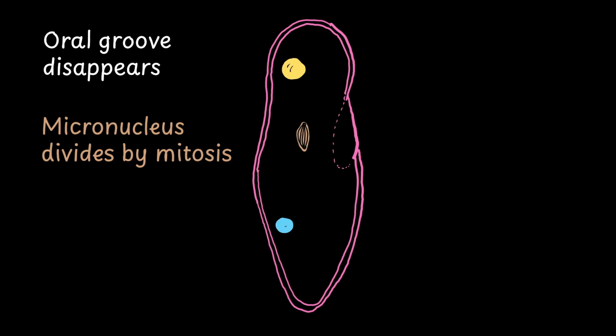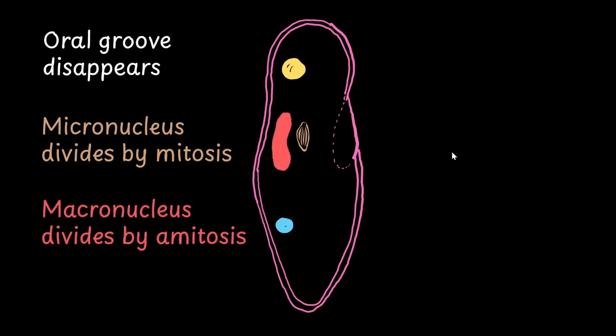Mitosis ensures that the daughter micronuclei receive DNA that is genetically identical to that of the parent. The macronucleus, on the other hand, divides by amitosis. So here there is no organization of the chromosomes and division. There is simple elongation of the entire material and then they just divide. So this might lead to unequal distribution of chromosomes between the two daughter cells.